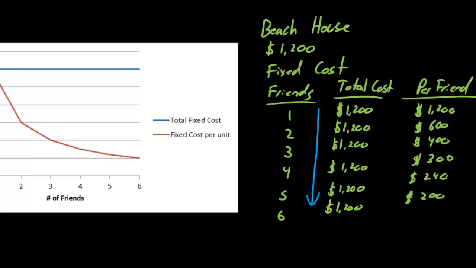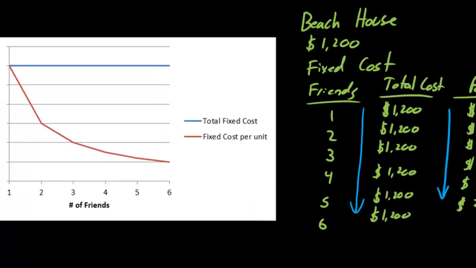But notice that with this fixed cost, as we increase the number of friends, the per unit cost is variable. You can see as the number of friends increases, the cost per friend decreases. So the fixed cost per unit is variable. The total fixed cost is fixed. So when we're talking about a fixed cost, this cost is fixed because the total cost is fixed.